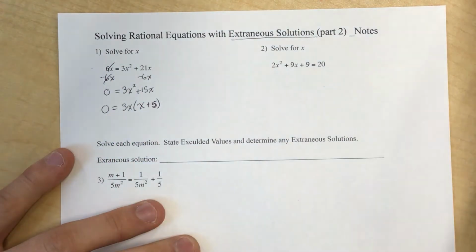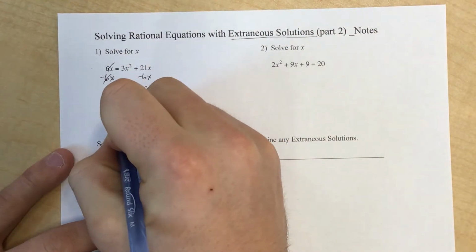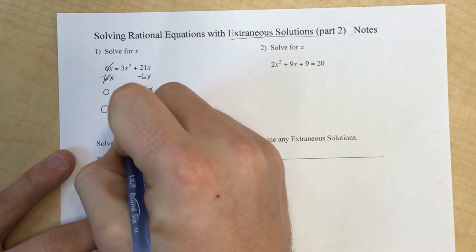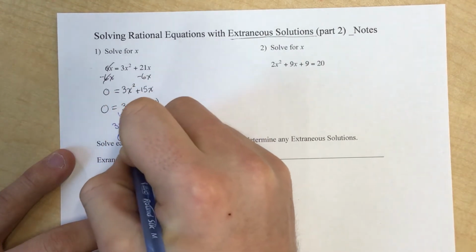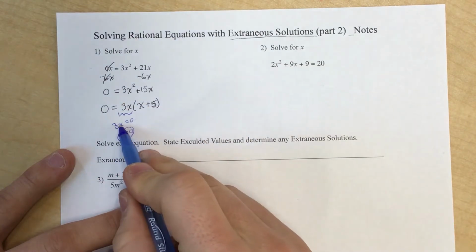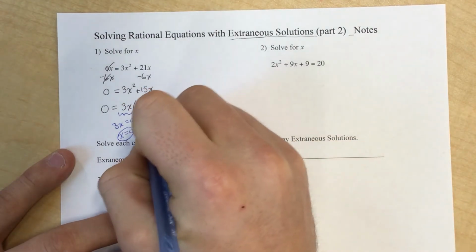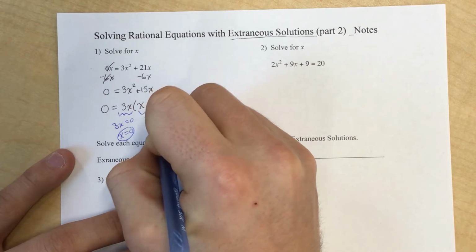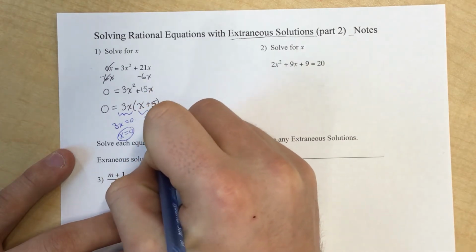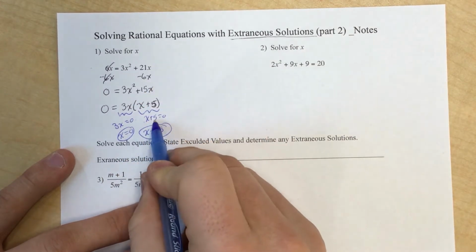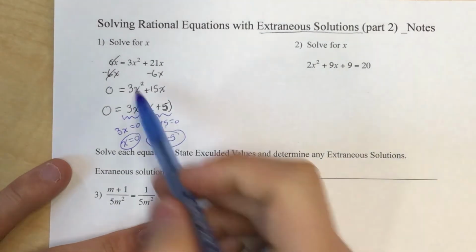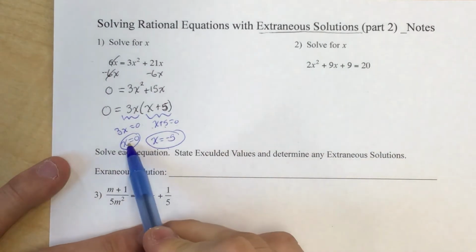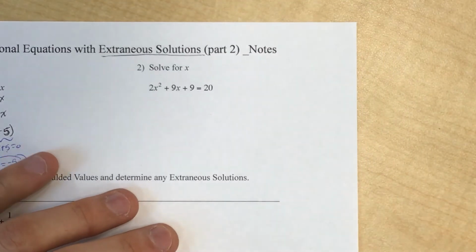Well, now that we've factored it, we can find what makes each of these 0. So if I set 3x equal to 0, it's 3 times x equal to 0. That means x is equal to 0, because 3 times 0 is 0. Then, if you set x plus 5 equal to 0, you would know that negative 5 is your solution because negative 5 plus 5 is equal to 0. So your two solutions for this example are 0 and negative 5. Jump over to example 2.